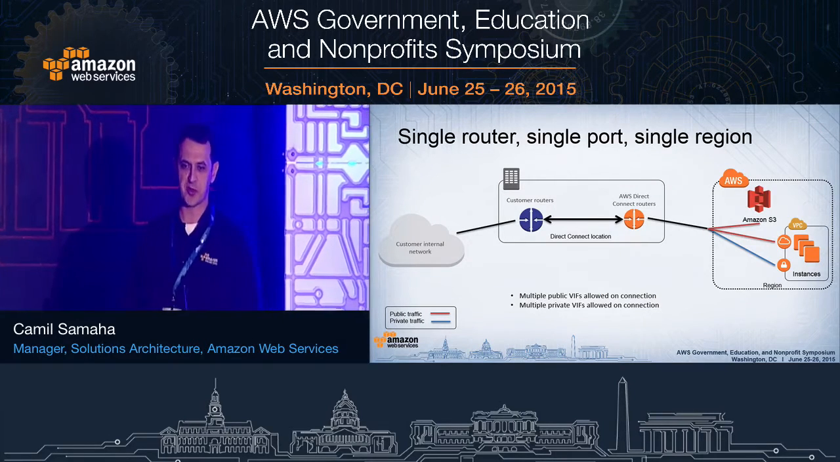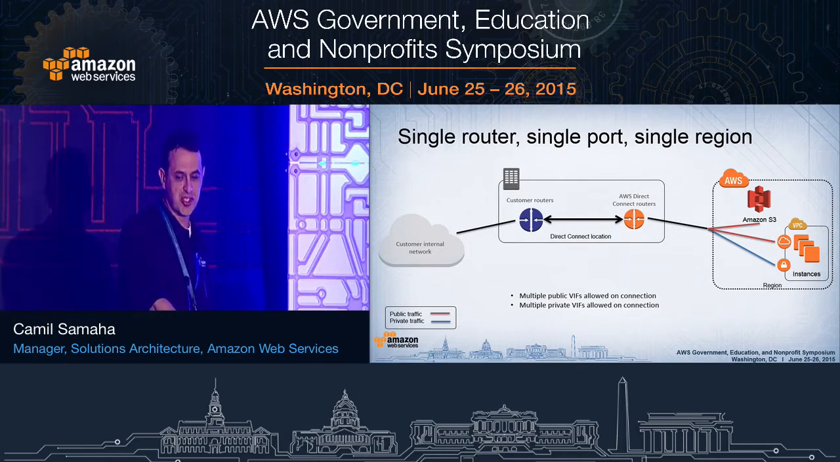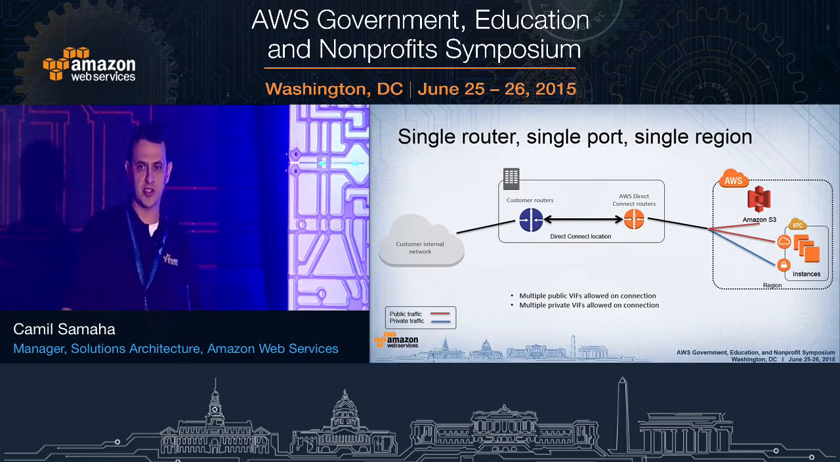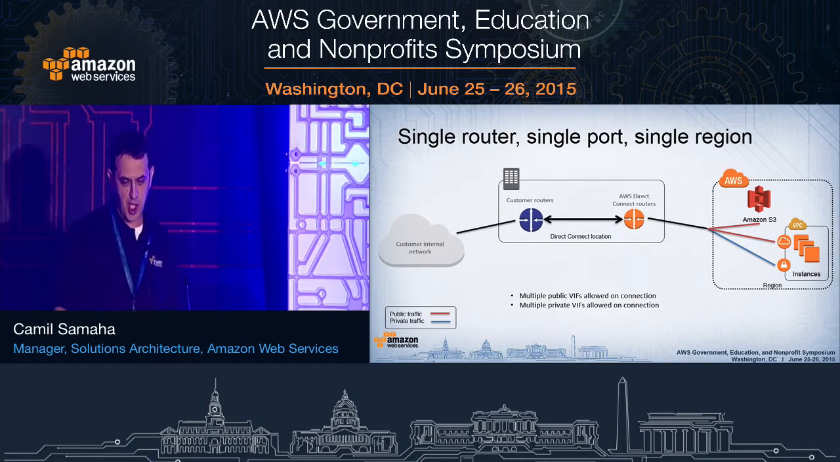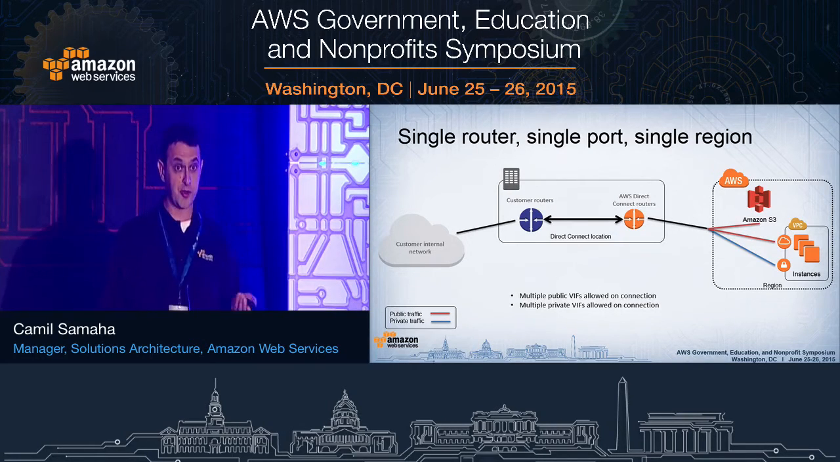All right, that picture tells 1,000 words. So here's a picture of a standard configuration using a single router, a single port, in a single region. You'll see you have a single physical connection, and on that connection, in this case, there are two private VIFs and one public VIF. All right. You can have multiple public VIFs running on the same connection and multiple private ones as well.